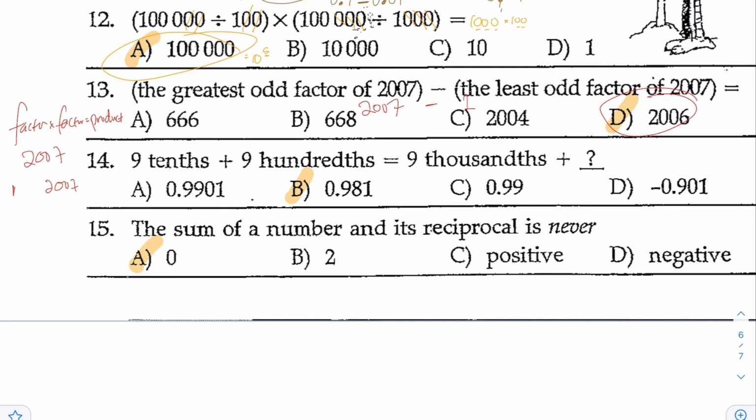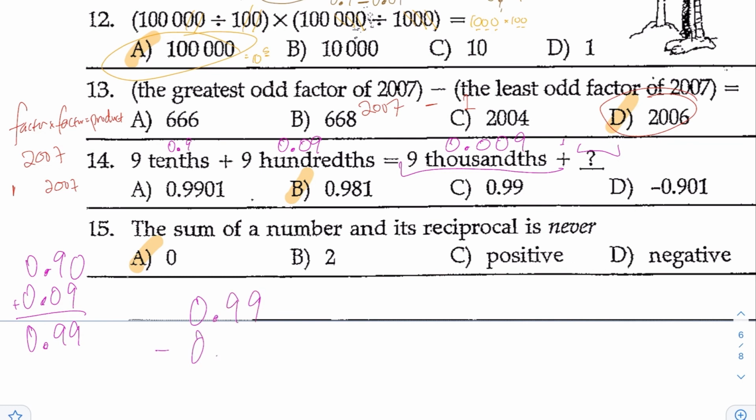Next, for number 14, you have 9/10 plus 9/100 is equal to 9/1,000 plus something. So 9/10 is 0.9. 9/100 is 0.09. So if you add 0.9 plus 0.09, again, line up the decimals, you get 0.99. That's equal to 9/1,000, which is 0.009 plus something. So you can do 0.99 minus 0.009 to get what that missing number is. Because the equation is 0.99 is equal to 0.009 plus x, you can subtract by 0.009.